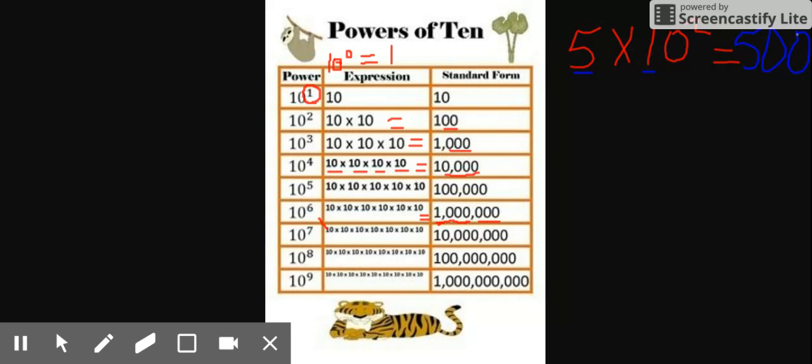So I'm going to write down a few problems for you to do for homework. So solve these problems and then you're going to show them to me in class tomorrow. So I want you to do 6 times 10 to the 3rd power. I want you to do 10 to the 6th power. I want you to do 8 times 10 to the 4th power.